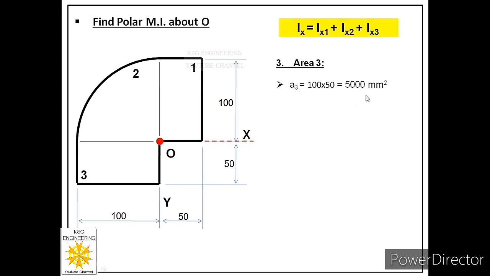So equal to 5000 mm square. Now what is the next step? Next step is find its centroid. So where the centroid of area 3 will lie? It will lie at L by 2 and B by 2 because it is a rectangular area. It means this distance is how much? It is 50 and this distance is 25.